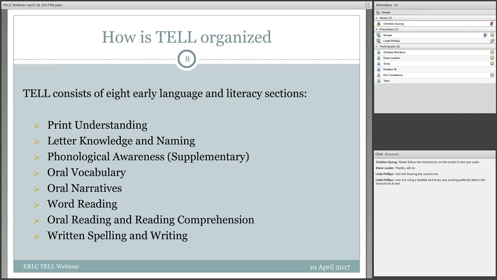So the TEL consists of 8 early language and literacy sections. The sections have been organized developmentally, with sections at the beginning of the test focusing on earlier developing literacy and language skills, and the sections towards the end of the test focusing on later developing skills. So we begin with print understanding, followed by letter knowledge and naming, then phonological awareness, which you can see here is listed as supplementary. And this means that you may choose to include or not include this section in your assessment. Next, we have oral vocabulary, oral narratives, word reading, oral reading and reading comprehension, and finally, written spelling and writing.